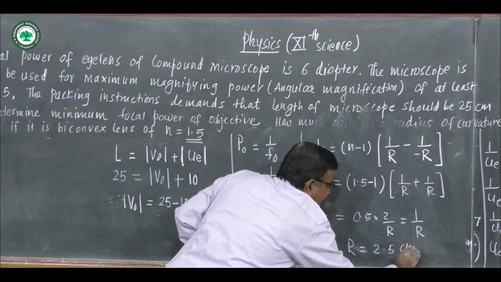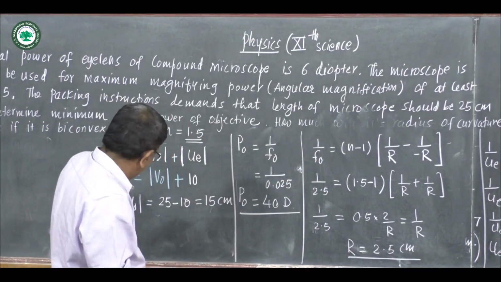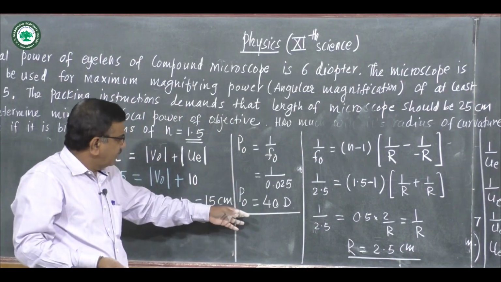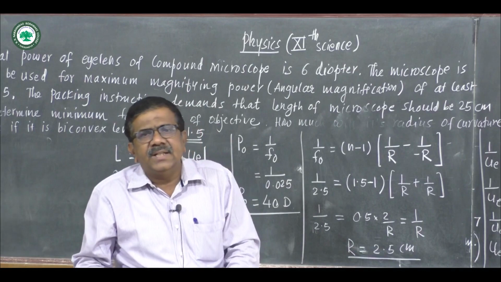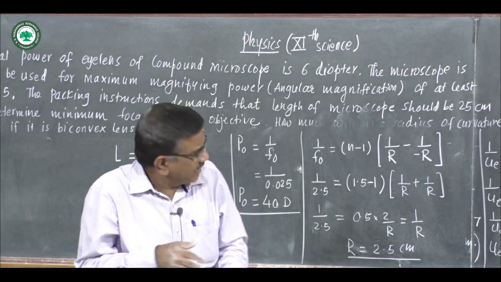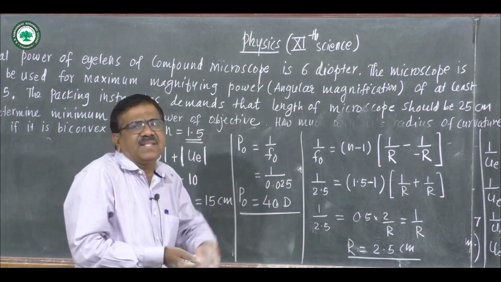We get the two answers. The radius of curvature of the convex lens is 2.5 centimeter, and the power of that objective is 40 diopter. By using the formulae related to the compound microscope, we find these two answers.